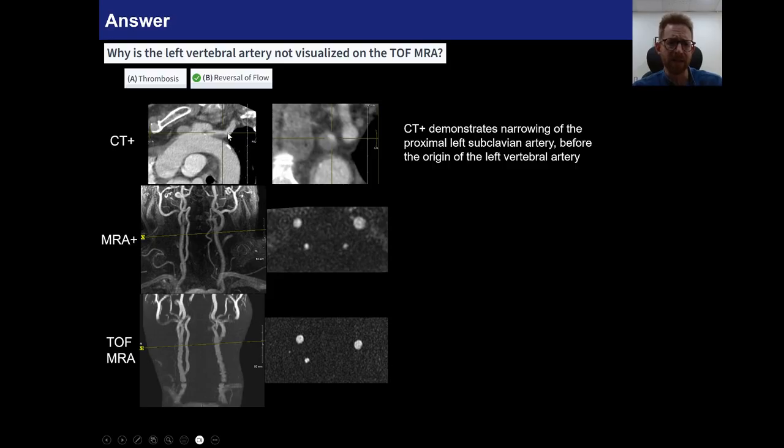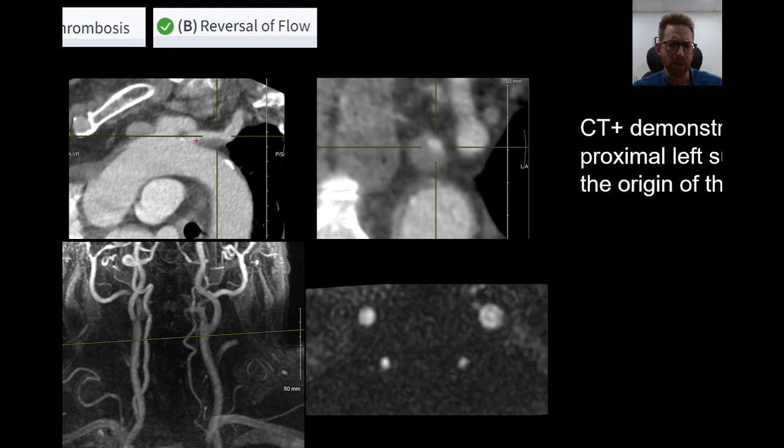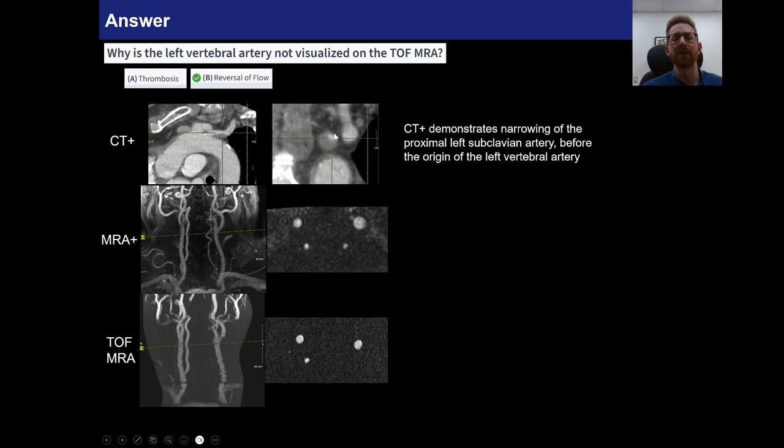So this is the long axis view, and we see that there's this atherosclerotic plaque here. And if we look on the short axis, we see it's significantly narrowing the lumen. Look, that's the size of the lumen relative to the size of the artery. So significant narrowing. That means that the patient may reverse flow in their vertebral artery to bypass this stenosis. That's what subclavian steal is.